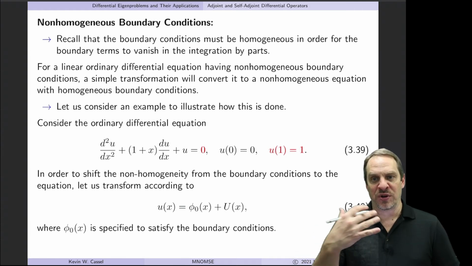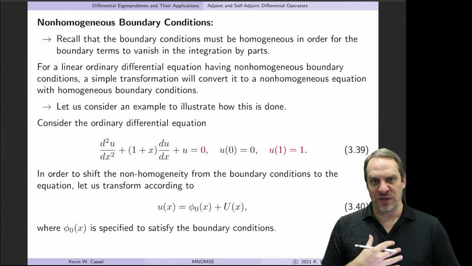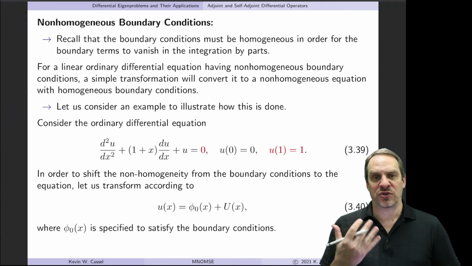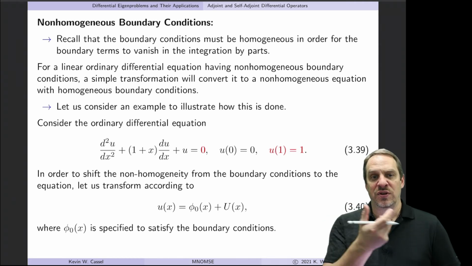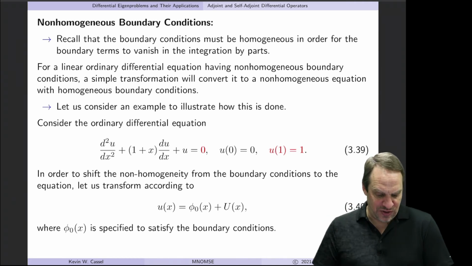What if the problem that we're given has non-homogeneous boundary conditions? What do we do? Well, we have to do a change of variables. We have to do a transformation in order to move the non-homogeneity from the boundary conditions onto the equation itself. So let's show how to do that.